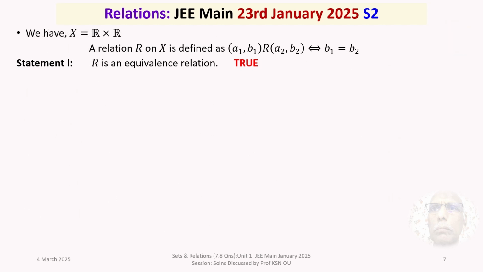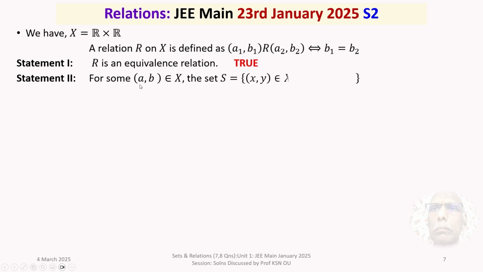Right. Statement 1 is true. And statement 2 says, for some (A, B) ordered pair belonging to X, the set S consisting of all ordered pairs (x, y) belonging to X, satisfying (x, y) related to (A, B), represents a line parallel to y = x. Is it so? Now let us discuss that.